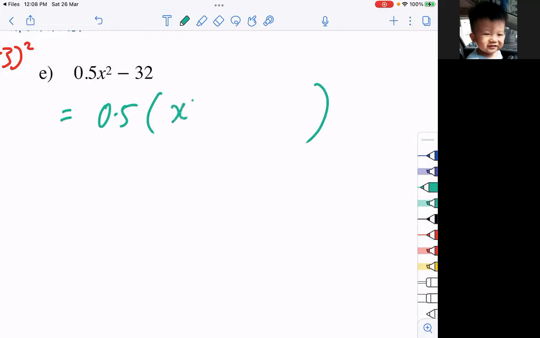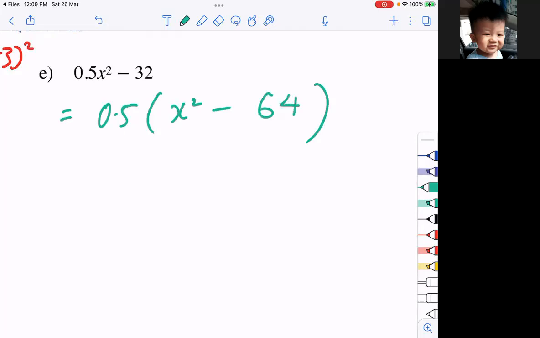X squared minus 16. Y'all can agree or disagree. If you disagree, give another answer. Wow, very good. How do you know, Yang?